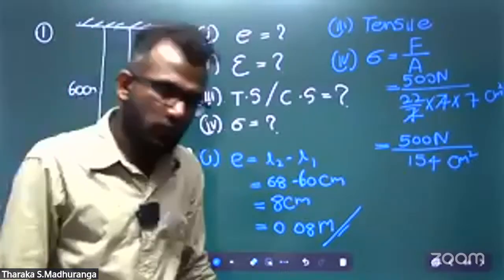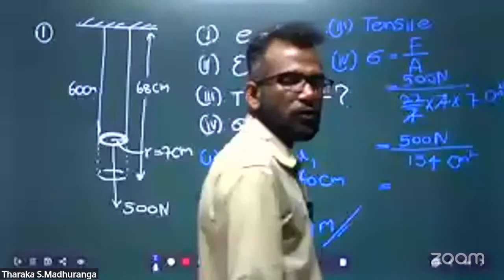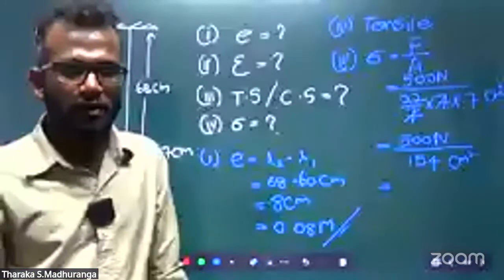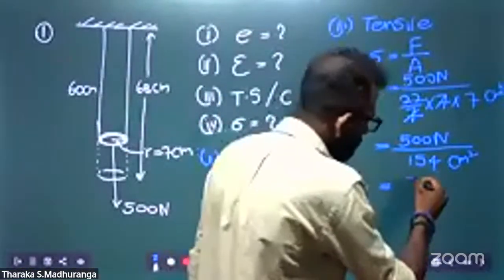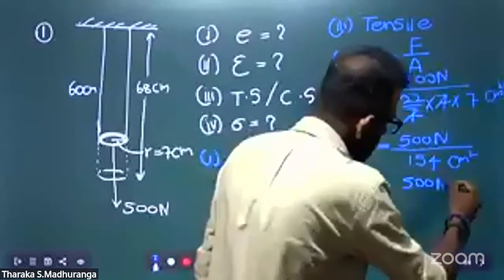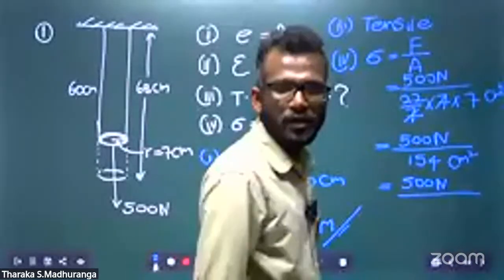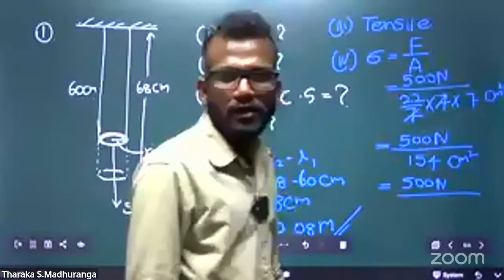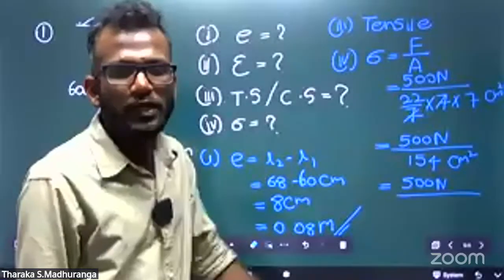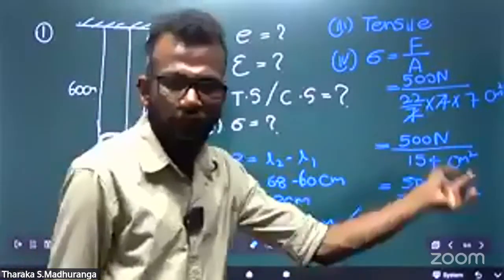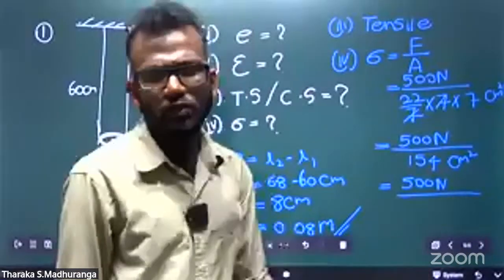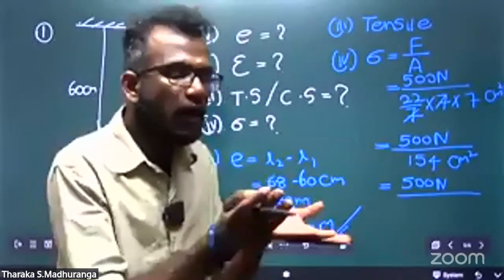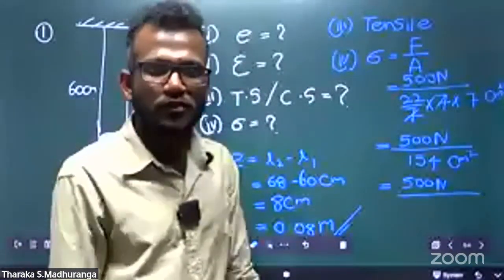How do we convert? Divide by 100? Is it correct? No. 500 Newton divided by... any idea? How do we convert 154 square centimeter into square meter? The square meter is the standard unit. To get the area, the standard unit is square meter.